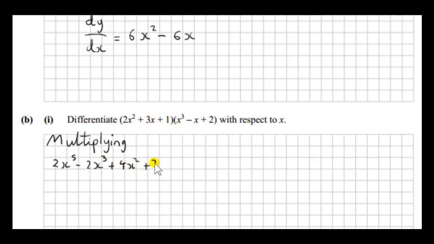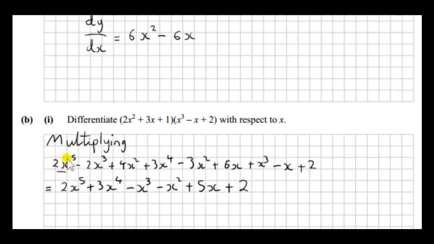3x by x cubed is 3x to the 4. Then we have minus 3x squared. Then we have 6x. For the next term, plus 1 into this gives us x cubed minus x plus 2.